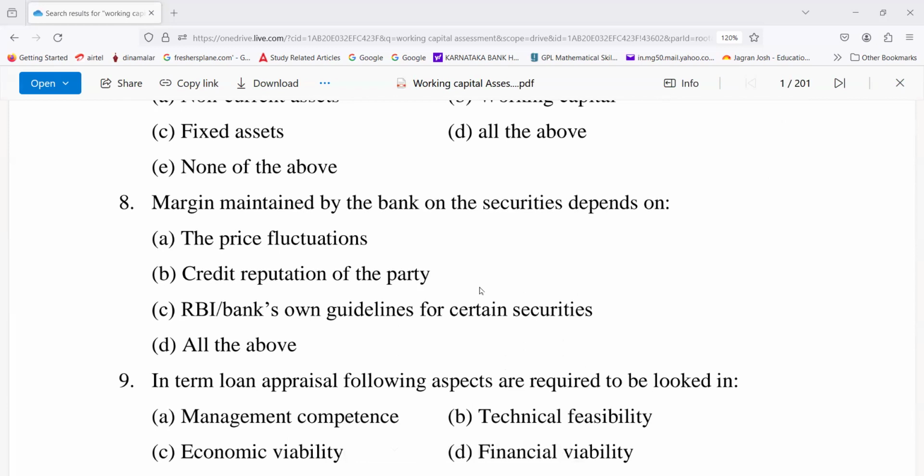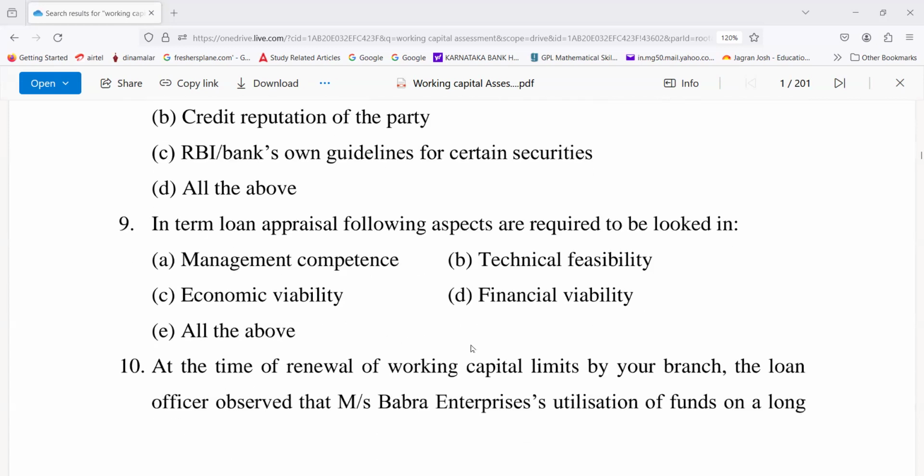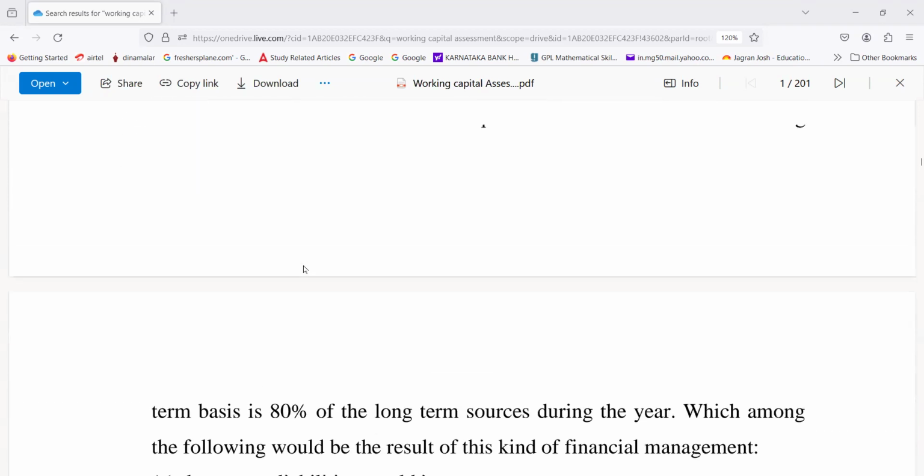Number 8, margin maintained by the bank on the securities depends on the price fluctuations, the credit reputation of the party, RBI's and the bank's own guidelines for certain securities. The answer is all of the above. Number 9, in term loan appraisal, the following aspects are required to be looked into. The answer is E, all of the above. That is management competence, technical feasibility, economic viability, financial viability. All the above must be looked into in the case of term loan appraisal.